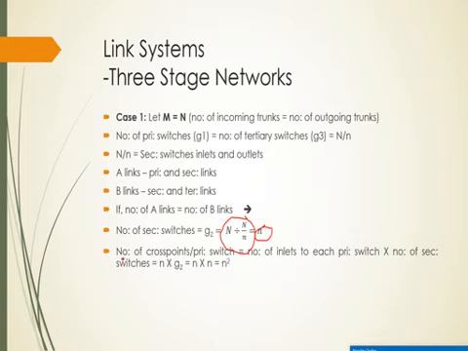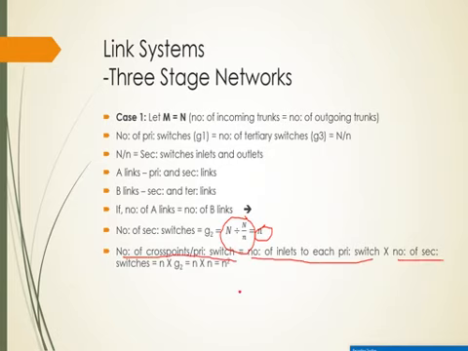Now I have to decide on the number of cross points per primary switch, which is equal to the number of inlets to each primary switch into the number of secondary switches, which gives the result n square. Now the number of cross points in the primary stage is obtained by multiplying the number of cross points per primary switch into the number of primary switches. That ends up with the result N by n into n square. Here N by n is the number of primary switches, and this one is the number of cross points per primary switch.